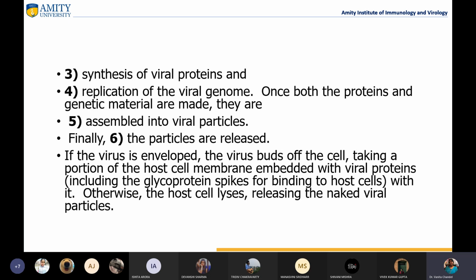If the virus is enveloped, the virus just buds off the cell, taking some part of the host membrane embedded with viral protein, which includes the glycoprotein spikes for binding to the host cell. Otherwise, the host cell will lyse, releasing the naked virus particle directly.